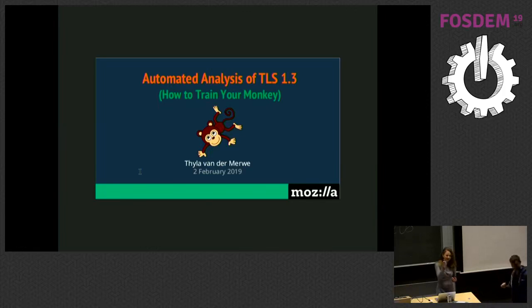Hello? Better? Yes. Okay. So as I was saying, I'll be talking about an automated analysis of TLS 1.3, and the monkey reference should become clear as we go. So TLS 1.3 has been a very hot topic. It still is, I'm told. But what a lot of people don't realize is that getting to the TLS 1.3 protocol that we have today has involved a significant amount of collaboration between academia and industry. And what I'm going to talk about today is an academic effort to prove that TLS 1.3 is secure. So this is work that I did as part of my PhD just prior to starting at Mozilla.